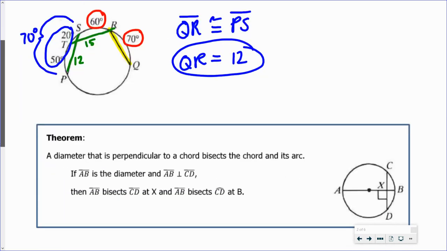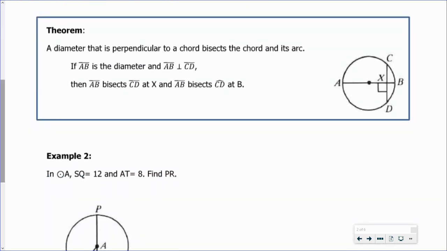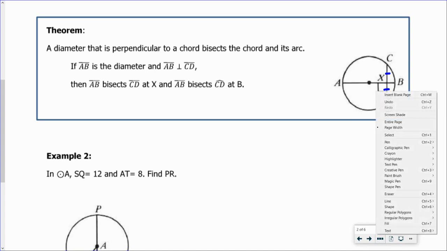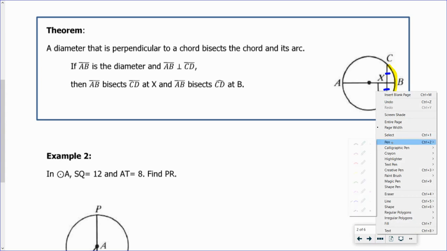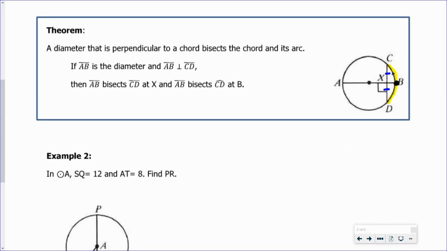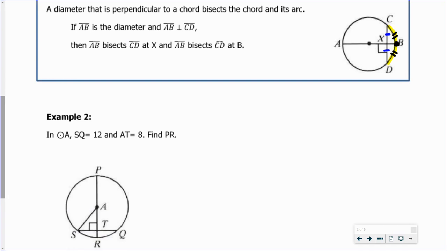Okay, so let's continue. The next theorem: a diameter that is perpendicular to a chord bisects the chord and its arc. So here we see that if AB is a diameter, then AB is perpendicular to CD, which is marked in the diagram for us. What we're also told is that AB bisects segment CD, so this chord, so these two are congruent. And it also bisects the arc, let me highlight that, bisects the arc at point B. So point B would be the midpoint of that arc.